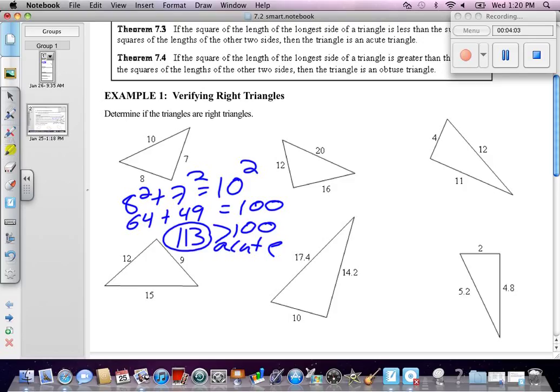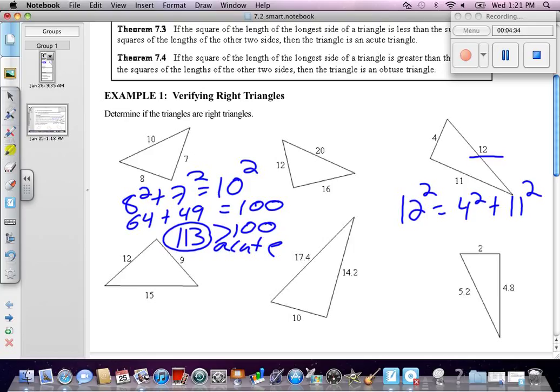Okay. Let's try, I'm going to skip B and go to C. Which one's the hypotenuse? 12. Okay? So let's do it the other way, like it says for the theorems. 12 squared compared with 4 squared plus 11 squared. If it equals, it's a right triangle. If the square of the length of the longest side of a triangle is less than those two, it's acute. If it's greater than, it's obtuse.